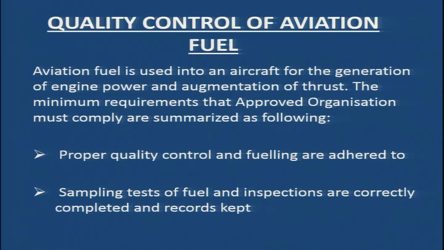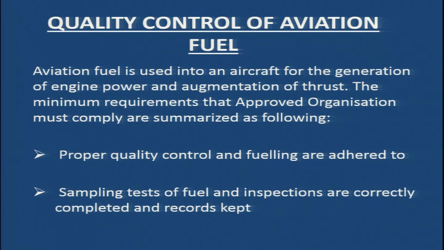So, after seeing the types of fuel, let us see what inspections and quality control need to be done on the fuel. Aviation fuel is used in an aircraft for the generation of engine power and augmentation of thrust. The minimum requirements that an approved organization must comply with are summarized as follows. Proper quality control and fueling are adhered to. Sampling tests of the fuel and inspections are correctly completed and records kept.